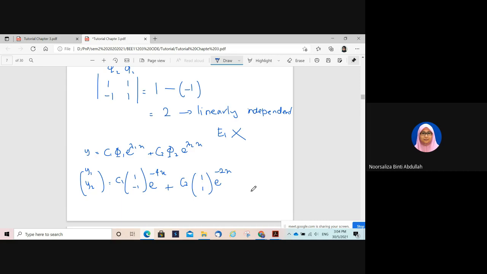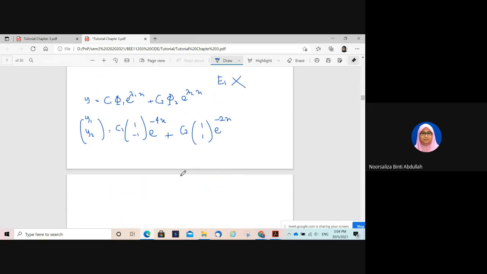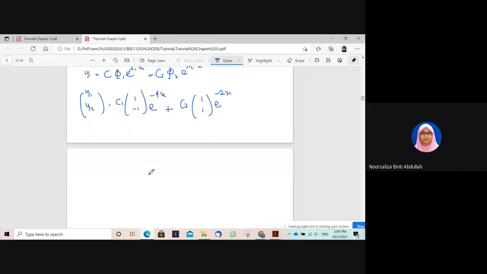Diam tu maksudnya faham lah kan? Now, you all diberi initial condition kan, y1(0) equals to 12 and y2(0) equals to 4. This means that when x equals to 0, y1 equals to 12 and y2 equals to 4. This one is an x value.